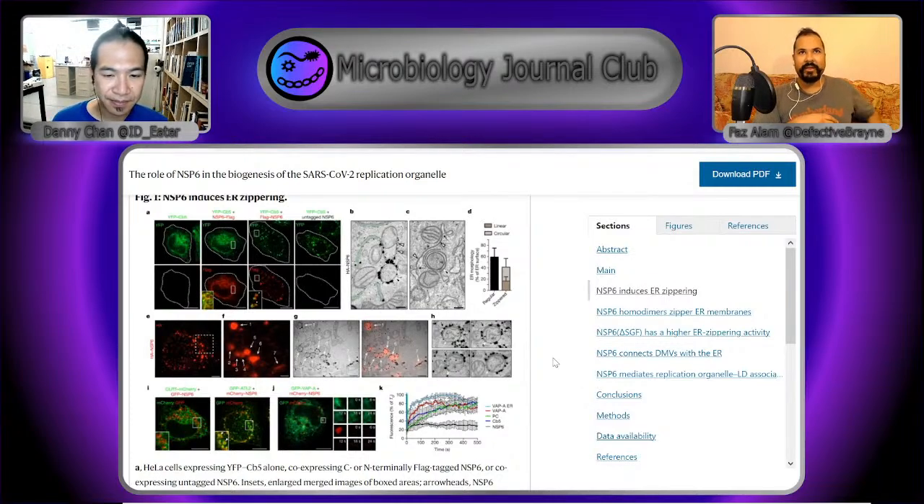NSPs are the proteins we don't hear about. We all hear about the spike, but NSPs help the cell, once the virus is in the cell, to start creating viruses. And here, I think they looked at a couple of different NSPs to see which ones were important for creating virus factories, creating that replication organelle.